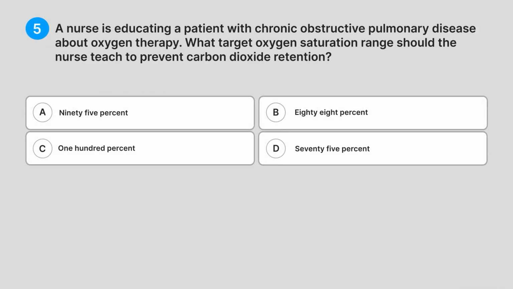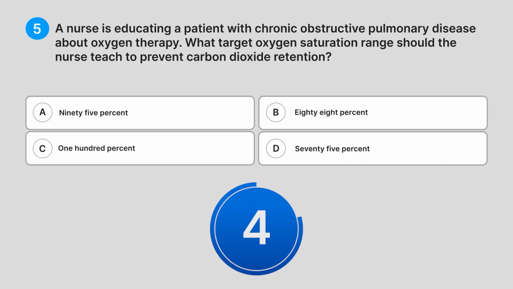5. A nurse is educating a patient with chronic obstructive pulmonary disease about oxygen therapy. What target oxygen saturation range should the nurse teach to prevent carbon dioxide retention? A. 95%. B. 88%. C. 100%. D. 75%.